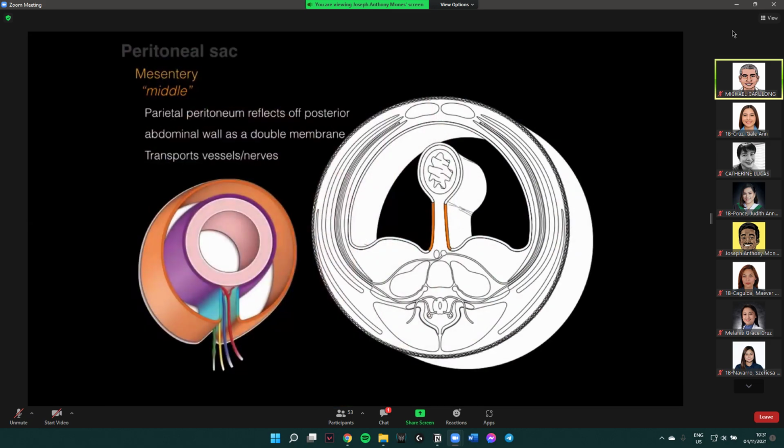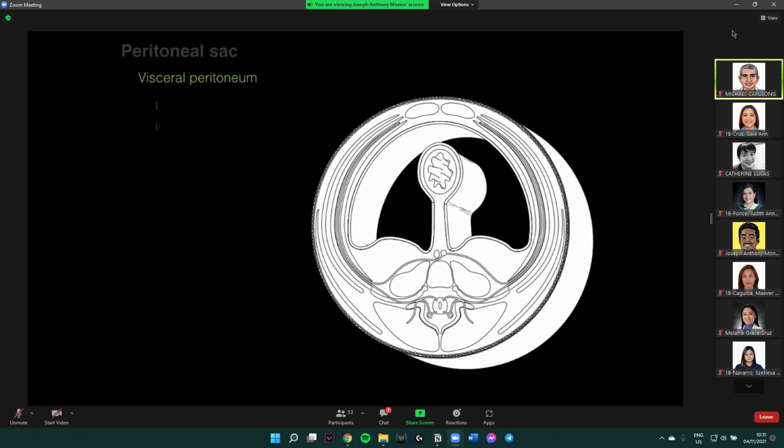So we look at this other cross-section in this schematic, and you see arteries and veins, nerves and lymphatics, and they're coursing in this double membrane from the posterior abdominal wall into the gut tube, into the GI organs. Now, the visceral peritoneum lines the intra-abdominal organs in the intraperitoneal space. It's also known as a serosa. So there you have it in green, that's surrounding.